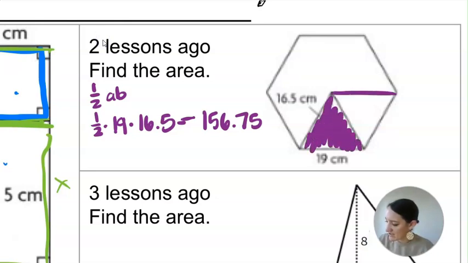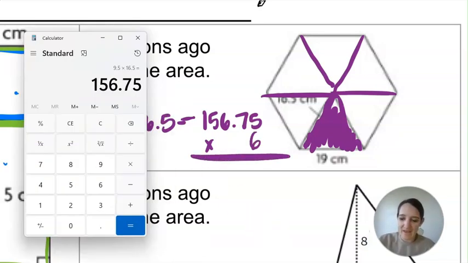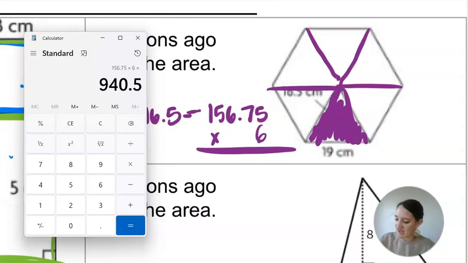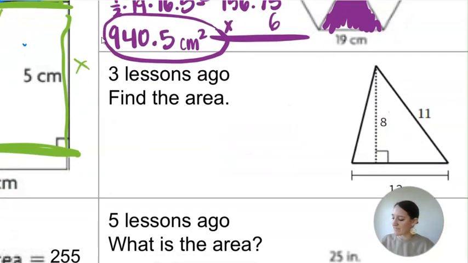I can see that there are actually a total of, let's see, 6 of those. So now I'm going to times that by 6 and get 940.5 centimeters squared. Whew, feeling good so far.